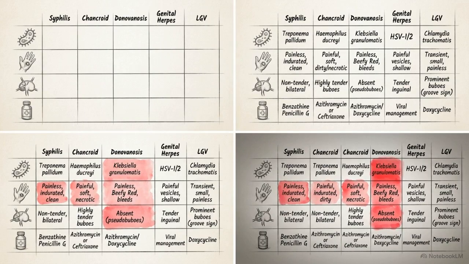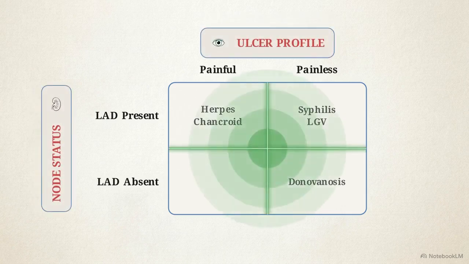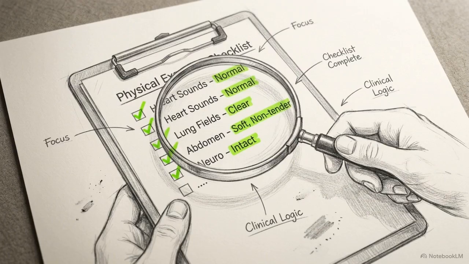This comparison table provides a final summary of the 5 major diseases, contrasting ulcer characteristics, node status, and treatments. Note the specific patterns differentiating bacterial causes. Syphilis is painless and clean, chancroid is painful and dirty, Donovanosis is painless, beefy red, and lacks nodes. Relying on these distinct symptom pairings ensures you can navigate even the most ambiguous cases by focusing on the physical findings first.